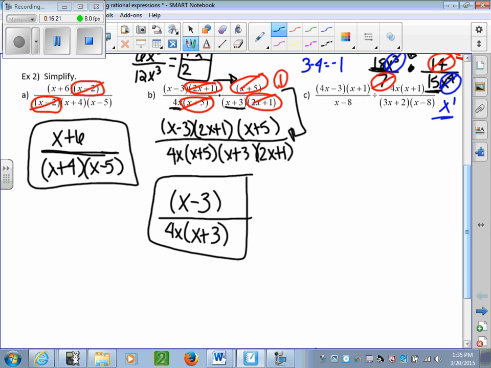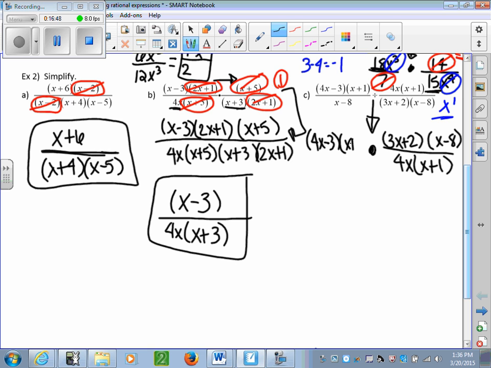All right, last one, C, when I'm dividing. Remember, when we divide, we first want to change this to a multiplication problem. So I'm going to multiply by my reciprocal, or flip my second fraction. So I'm going to end up with a 3x plus 2 in the numerator times an x minus 8 divided by my 4x times x plus 1. And then my first fraction doesn't change, so I have 4x minus 3 times x plus 1 over x minus 8. All right, so now I'm multiplying.